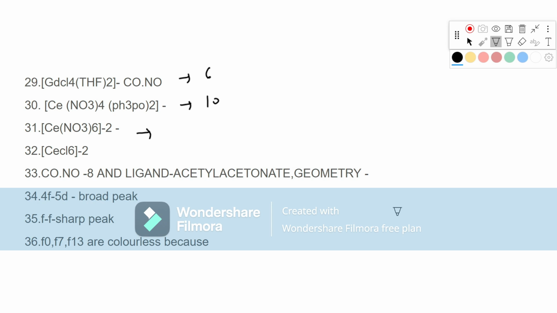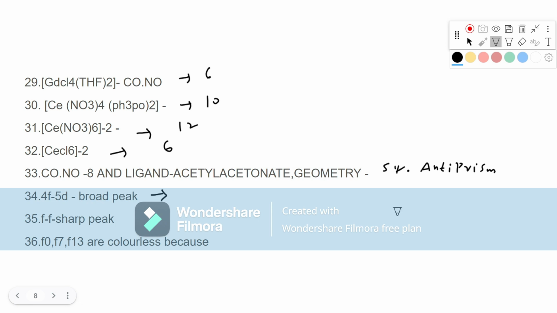Next, Ce(NO3)6 2 minus. Here 6 into 2 is 12, coordination number 12. CeCl6 2 minus: here the coordination number is 6 only. Next, if coordination number is 8 and the ligand is acetylacetonate, what is the geometry? Geometry is square antiprism.